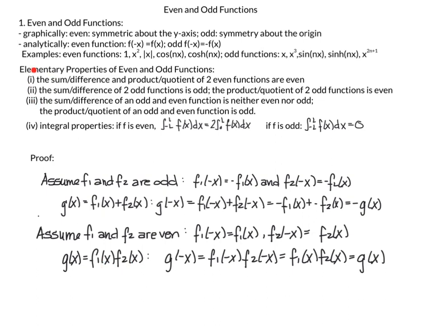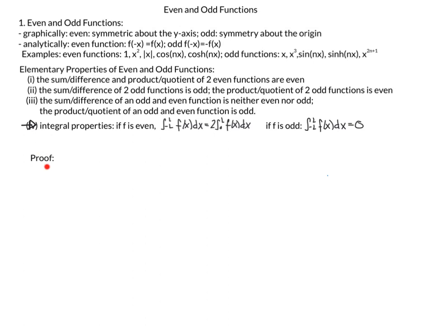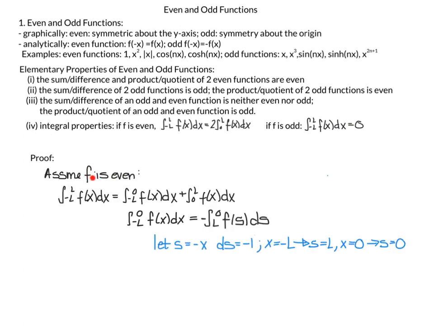The other properties for 1, 2, and 3, the other different combinations, I'll let you try on your own. What I will do next is proof of these integral properties. We will start assuming that f is even. So we want to prove that the integral from negative L to L. So remember, the key here is that it's symmetric about the origin. So the integral from negative L to L of f of x for f being even is equal to 2 times the integral from 0 to L of f of x.